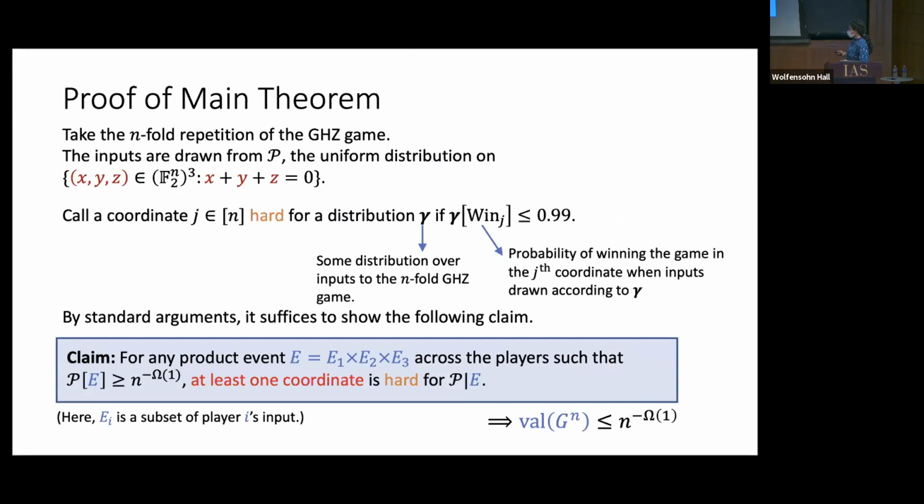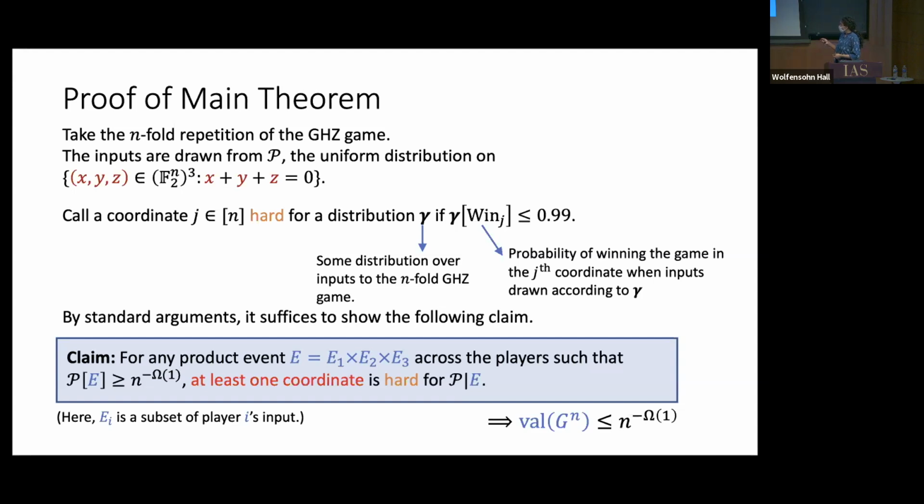So I'll start by presenting a standard simplification to most parallel repetition proofs. Most of the parallel repetition proofs start at this point, and that point is the claim. Before that, let me introduce some notation. We call P the input distribution to the n-fold parallel repetition of the GHZ game. So it's exactly the GHZ distribution tensored n times. In other words, it's this distribution on x, y, z, where each of x, y, z is an n-bit vector such that x plus y plus z is 0.